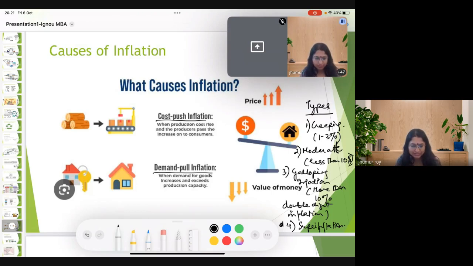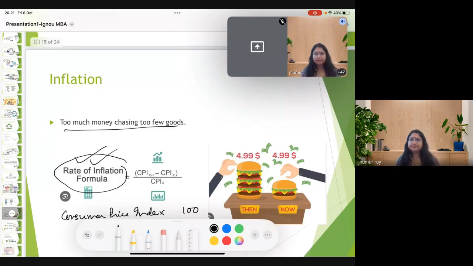I'm just going back to the slide because somebody wanted to write the formula. Okay. So any question? I can see one hand. Manuel, anything you want to say? I can see your hand up.